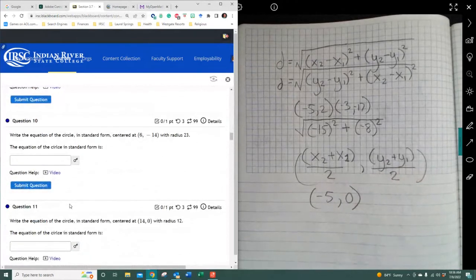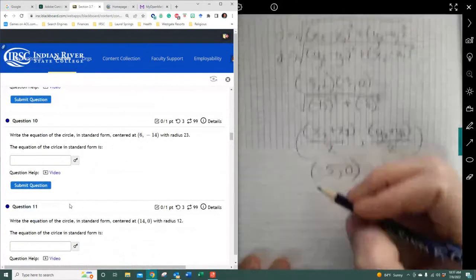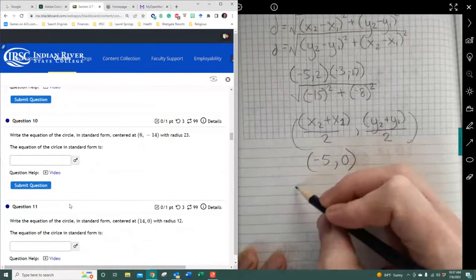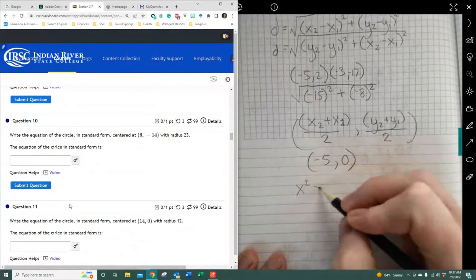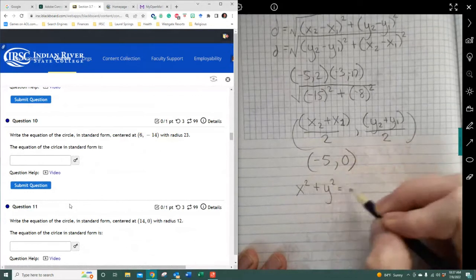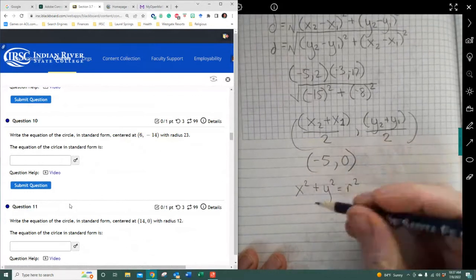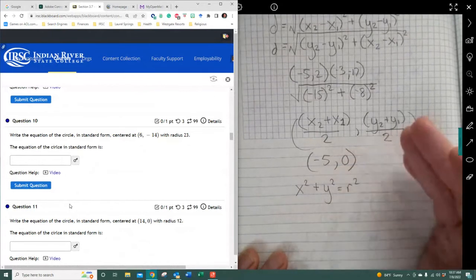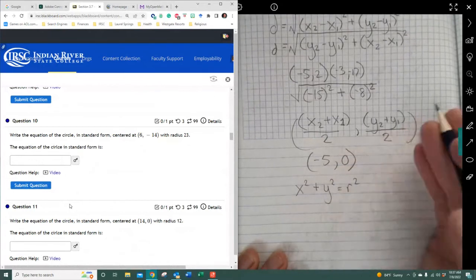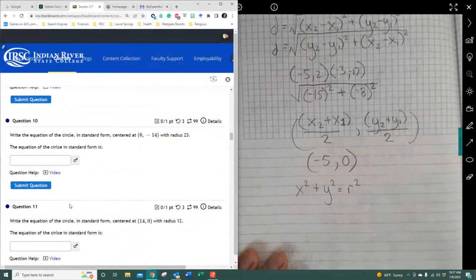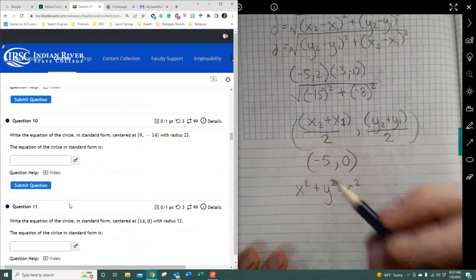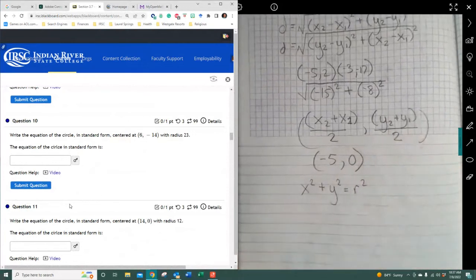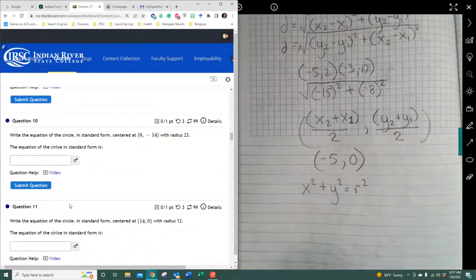Now, writing an equation of a circle. An equation of a circle involves knowing that x squared plus y squared equals radius squared. Now, this is if your center is at the origin. Okay? So the center of your circle is at the origin, I should say. So 0, 0.